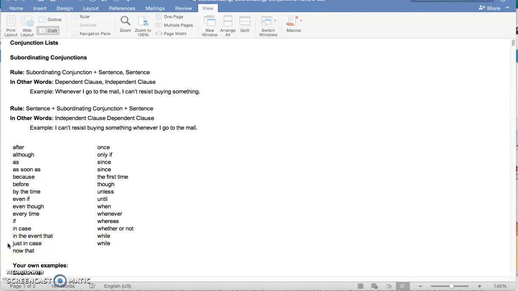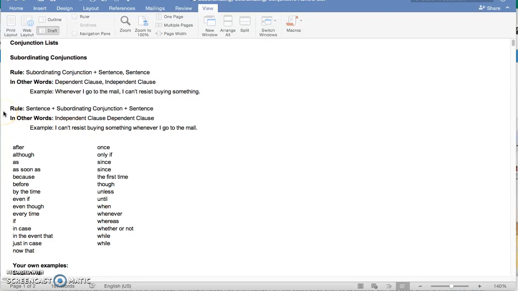So this is the conjunction list, and on here you will see the three different types of conjunctions that we've been talking about: the subordinating, the coordinating, and the conjunctive adverbs. And I just want to call your attention to how this works. This might be a handy handout for you to print off until you get used to using these words in the writing of your sentences.